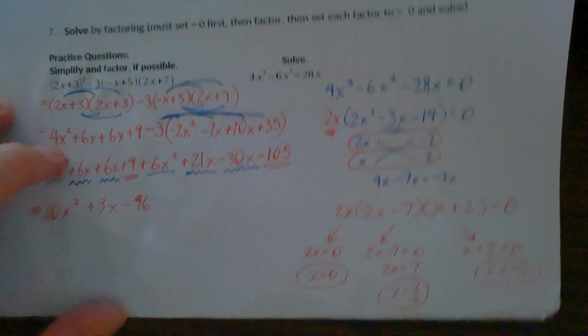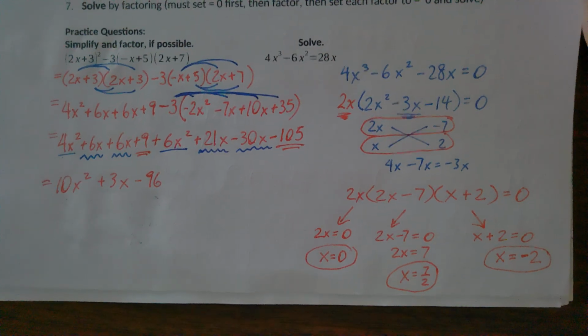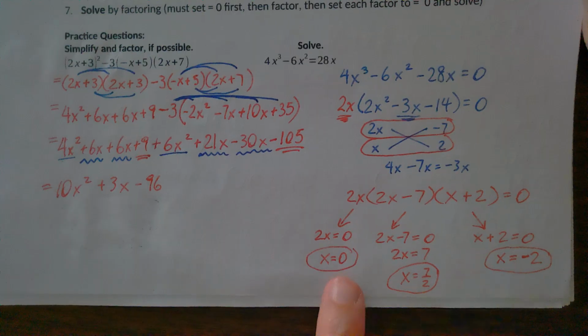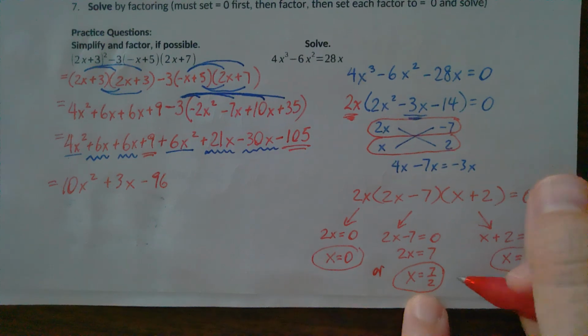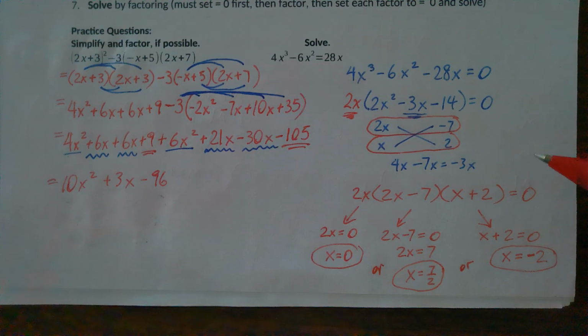So, by solving, we're trying to find any possible answers, which is 0, 7 over 2, and then 2. Yeah. So all 3 are your answers. So if x is 0 or this or this, it will satisfy this whole equation.